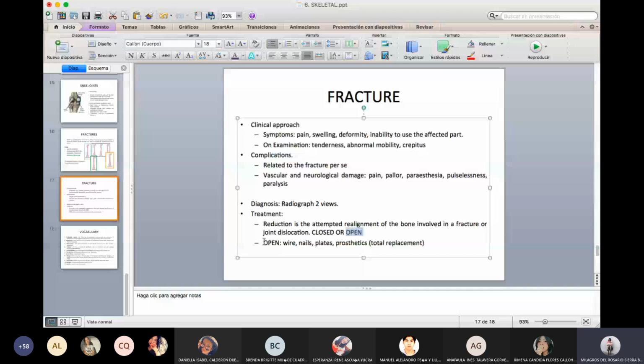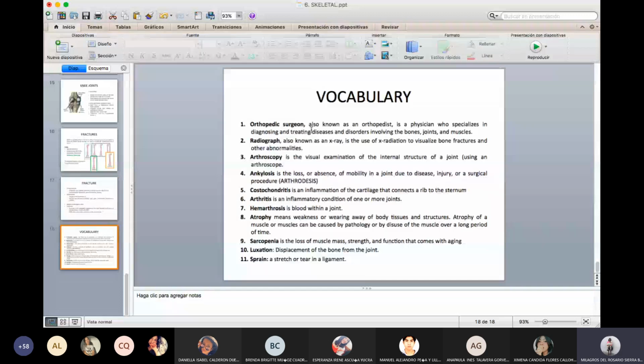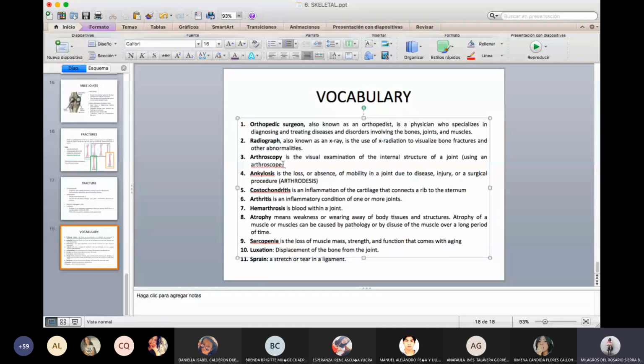And finally, we can talk about some vocabulary. So orthopedic surgeon, he's the physician who specializes in the diagnosis and treatment of disorders involving the bone, joints, and muscles. Then we have X-rays, radiographs that we talked about before. Then arthroscopy is a visual examination to see the internal structure of the joint. And you use an arthroscope.